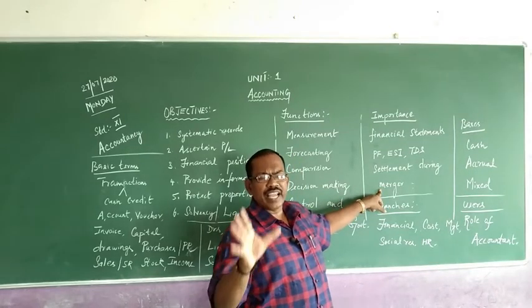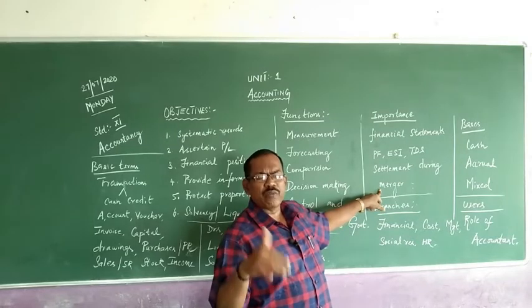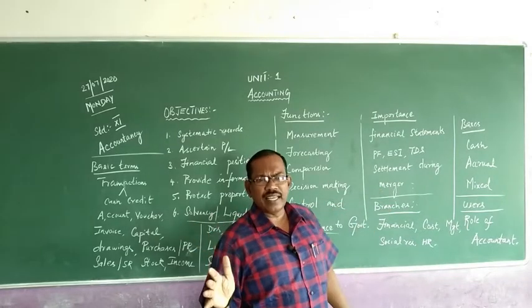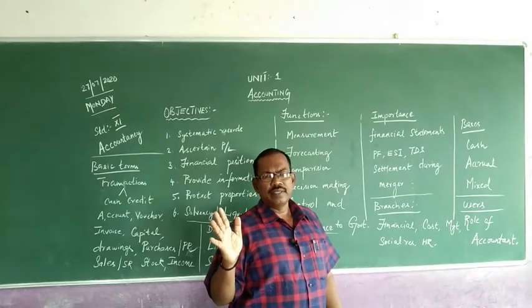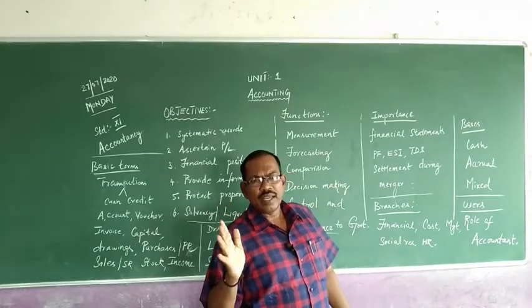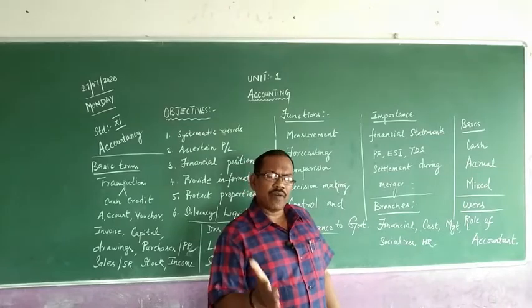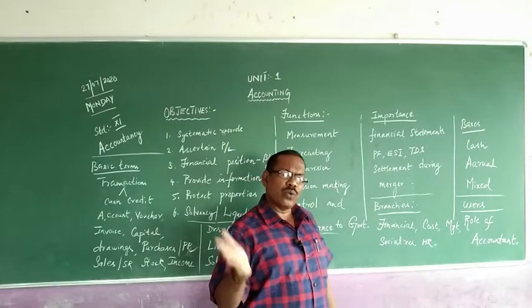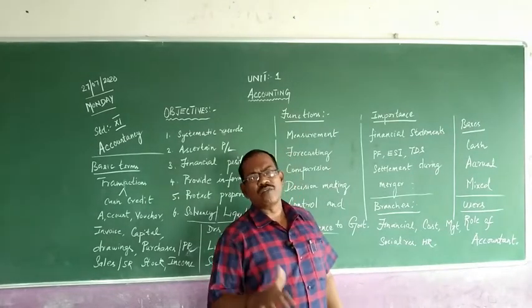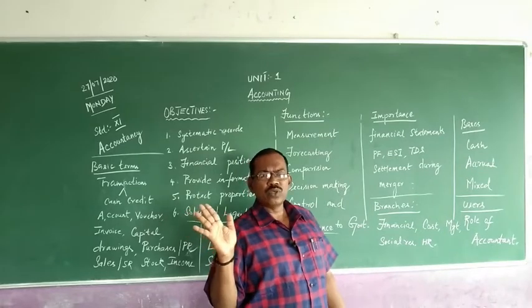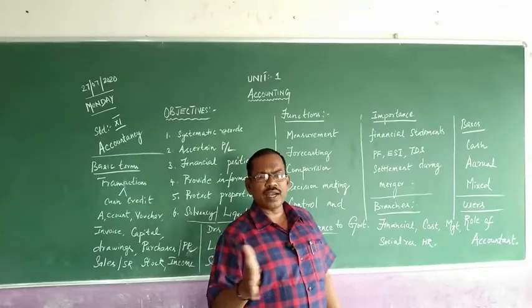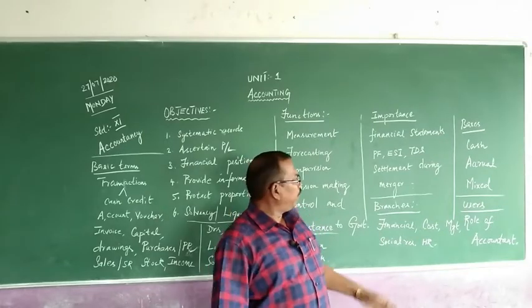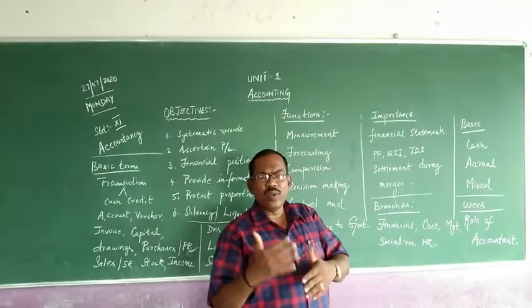So, the accounting helps us to know the value of our business. Basically, assets and liabilities, our net worth, including goodwill, gives the value of our business. There are so many methods of valuing goodwill, which you will be learning in your higher classes. When you come to 12th standard, you will be learning the methods of valuing goodwill.